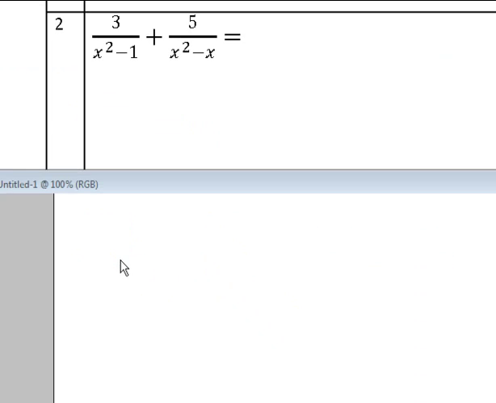Here's quiz question number 2. So copy that into the template and do question number 2.